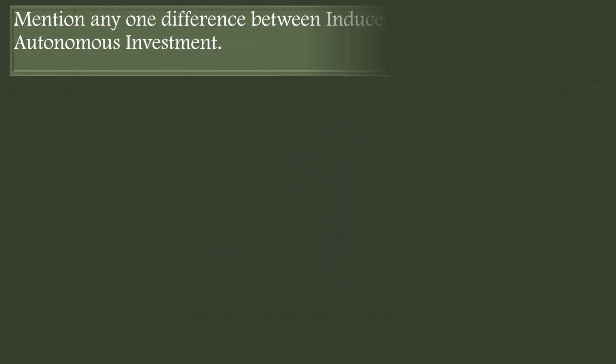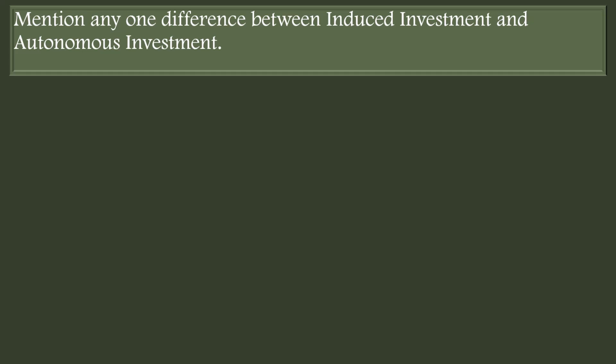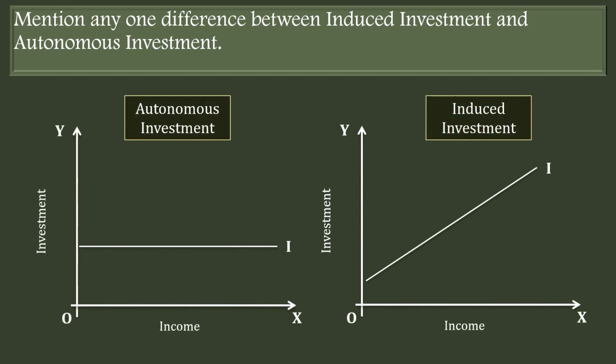Mention any one difference between induced investment and autonomous investment. One key difference between induced investment and autonomous investment is that autonomous investment is independent of the level of income in the economy. It means it remains constant regardless of changes in income levels.